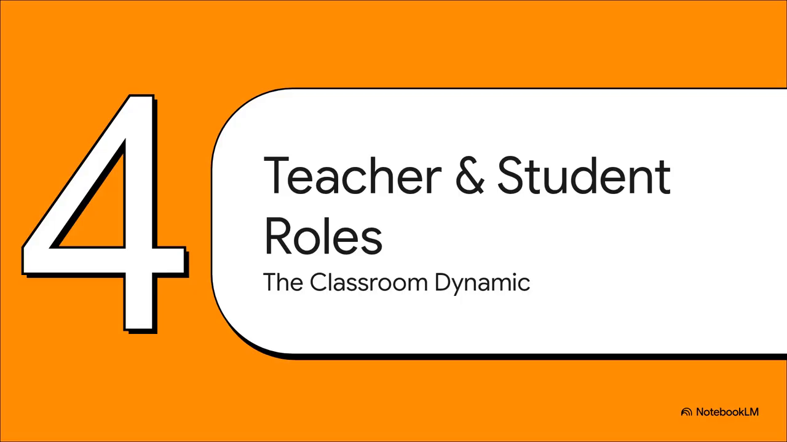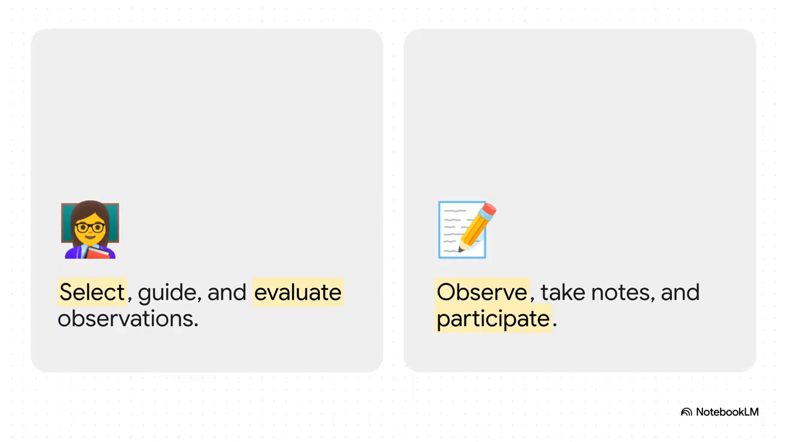Let's look at who exactly does what during this live transaction. Section 4, Teacher and Student Roles, the Classroom Dynamic. Notice the extremely clear division of labor here. Your action verbs are to select, arrange, motivate, and evaluate. You're the director behind the scenes. The students' verbs are to observe, record, ask, and express. They are the active participants.